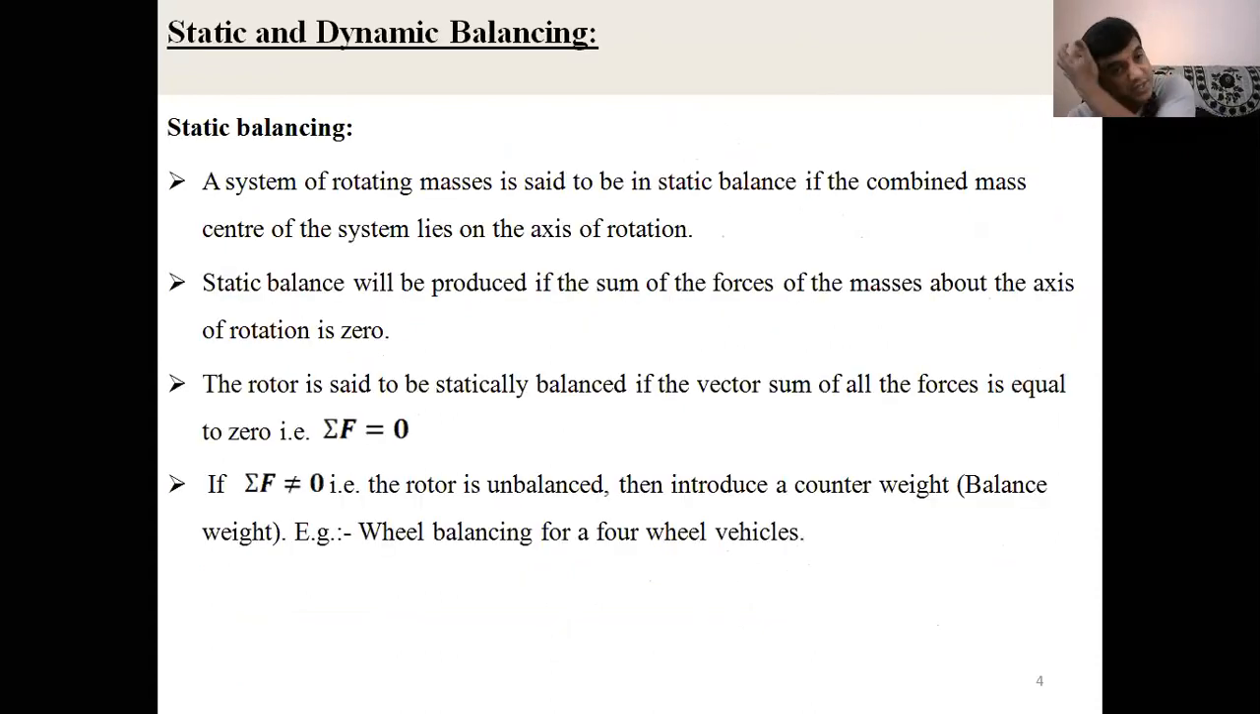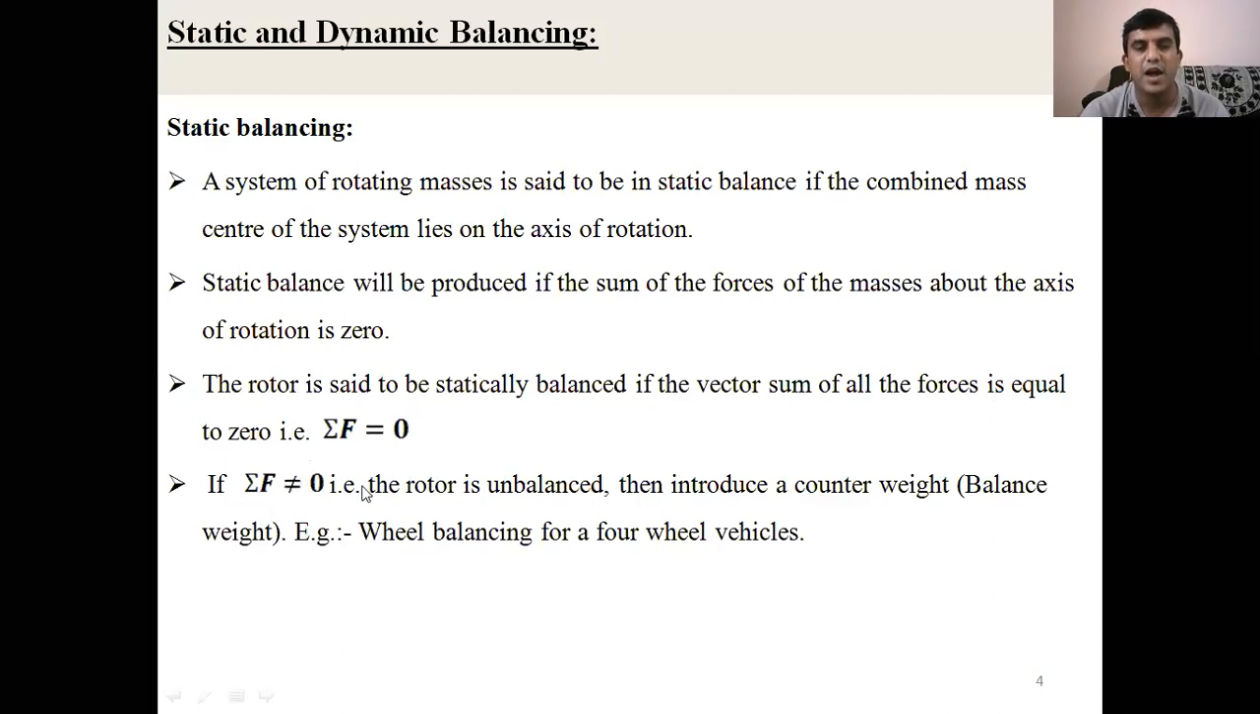We also discussed what we mean by static and dynamic balancing. If the body is under static balancing, it means the CG of the rotor coincides with the CG of the shaft when the body is at rest or at uniform speed. That is, the vector sum of all the forces acting on the body is equal to 0. If the vector sum of all the forces is equal to 0, it is called static balancing. If it is not equal to 0, it is an unbalanced static condition.